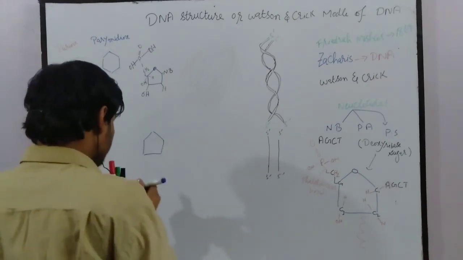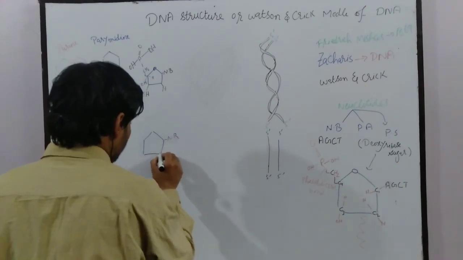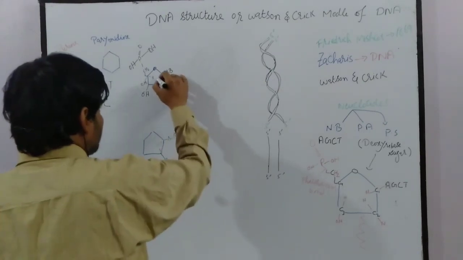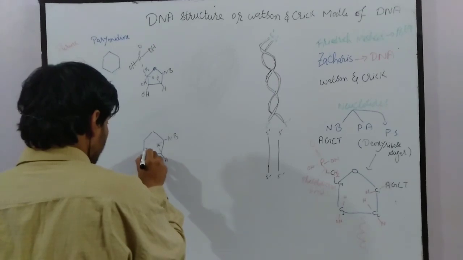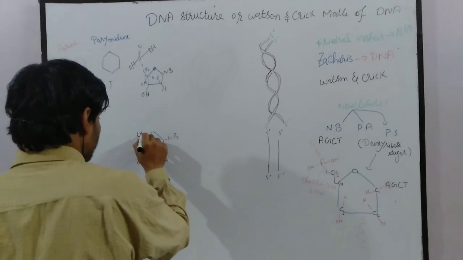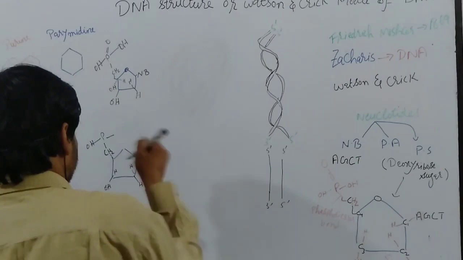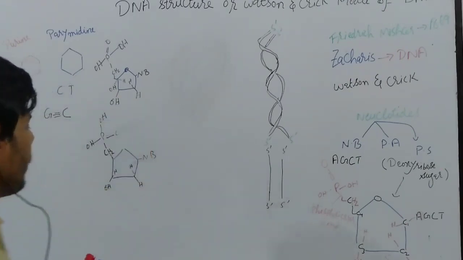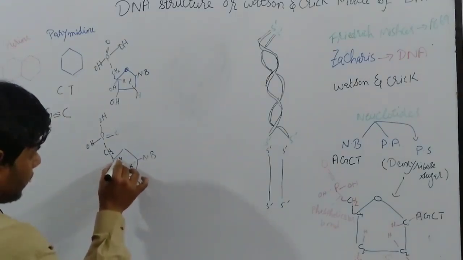So here is again a nitrogenous base, H, H, OH, H, and again CH2, P, OH. Okay, now again we have what? Let me draw.